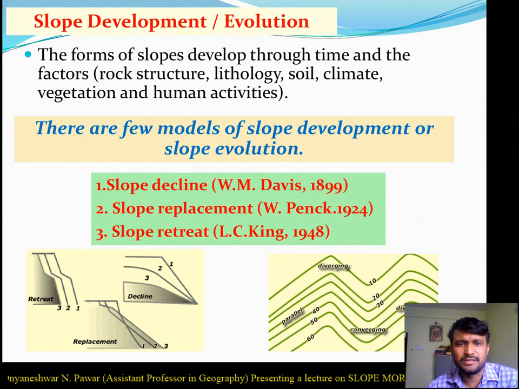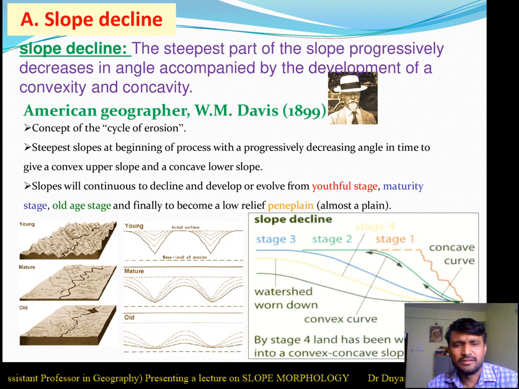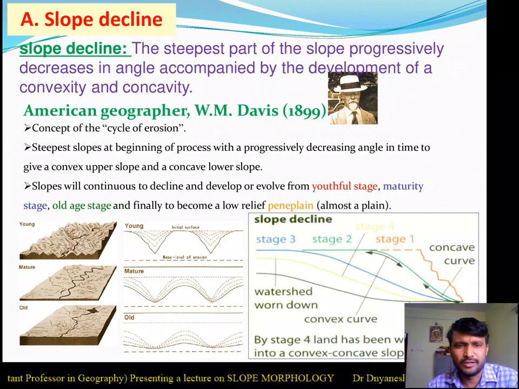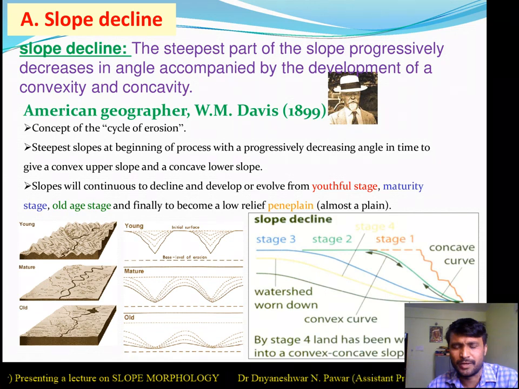In the first model, that is slope decline, the description is given by American geographer William Morris Davis. This model is also known as the model of cycle of erosion. In this model, the steepest slope at the beginning of the process has a progressively decreasing angle over time, giving a convex upper slope and concave lower slope. Slope will continue to decline and evolve from youthful stage, mature stage, old stage, and finally become a low relief peneplain. Peneplain is the last stage in the slope decline theory, but in reality we cannot find a peneplain.